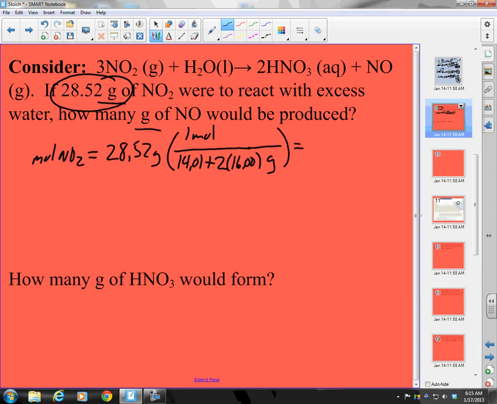I need my calculator. I'm going to take 14.01 plus 2 times 16.00. That's 46. So I'm going to take the inverse of that and then multiply that by 28.52. And I get 0.61986.